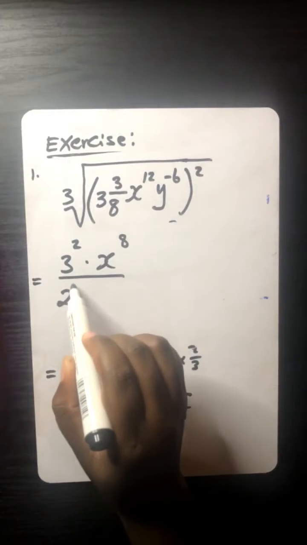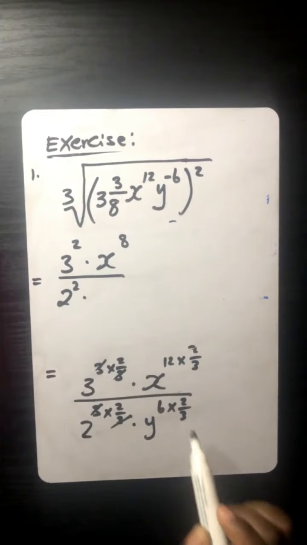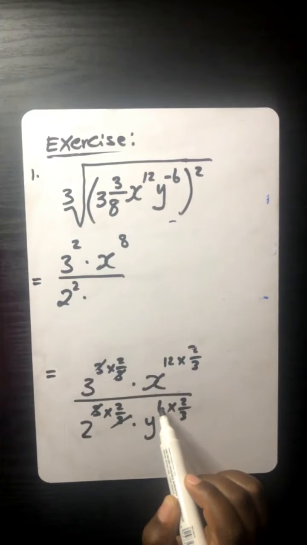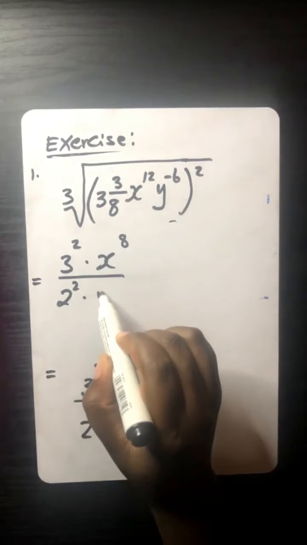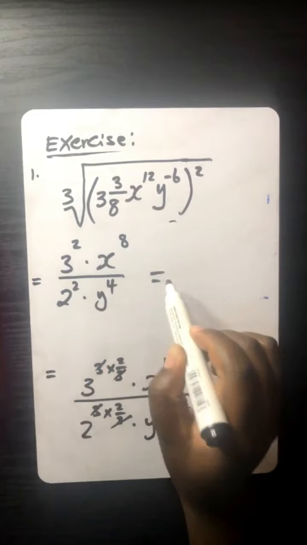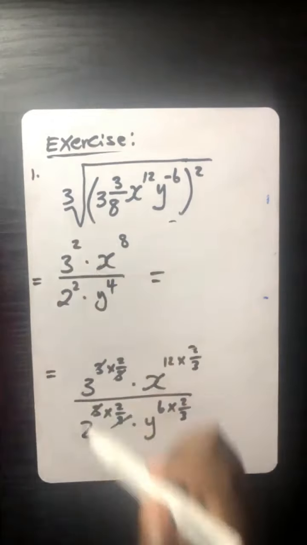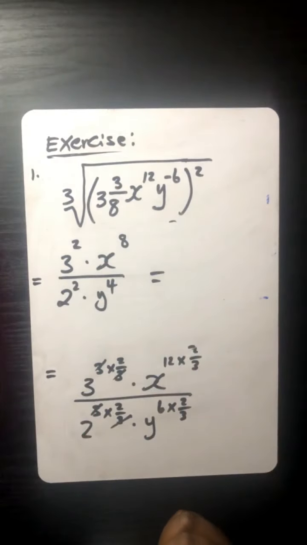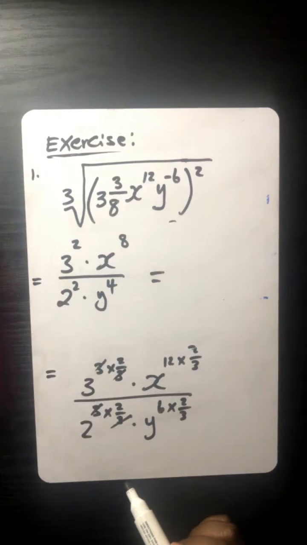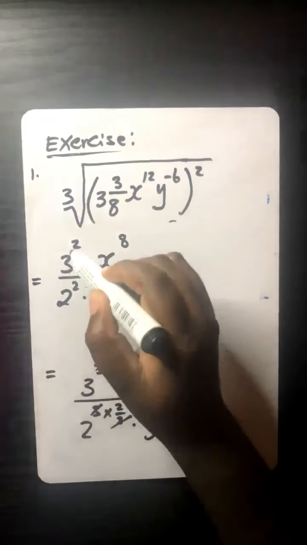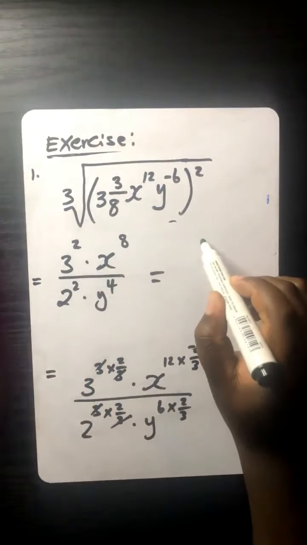Then I've got 2 to the exponent 2. That divided by that is, 2 multiplied by that is 4. Then I've got y to the exponent 4. Guys, does all of that make sense? Do you understand how I got that? Yes, sir. 100%. 3 squared, ladies and gentlemen, is the same as 9.